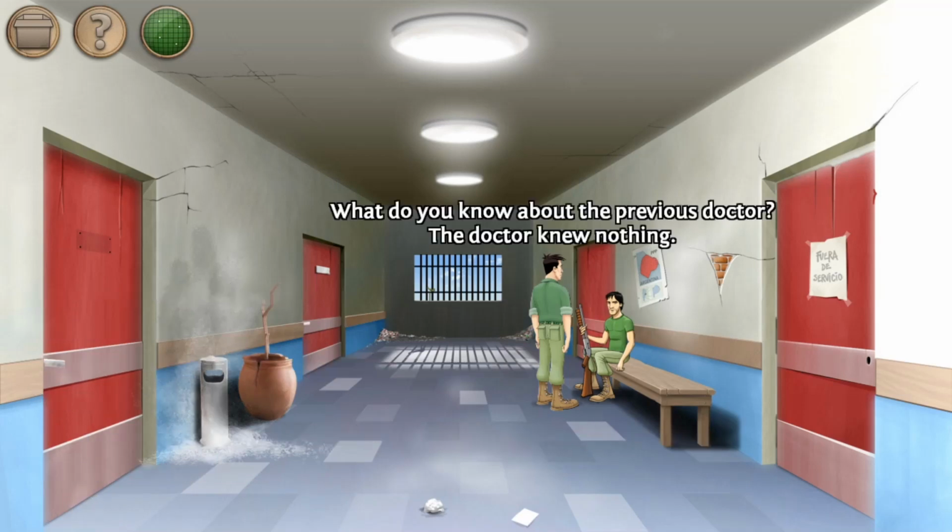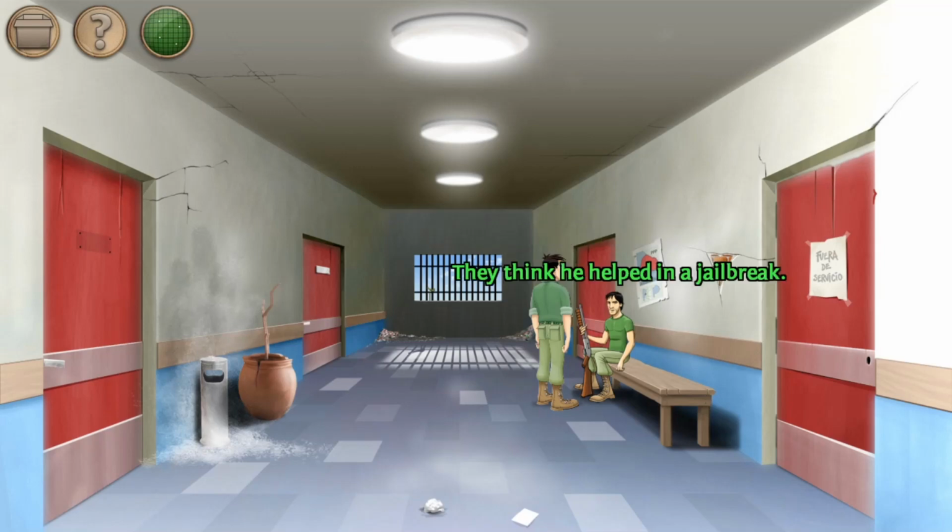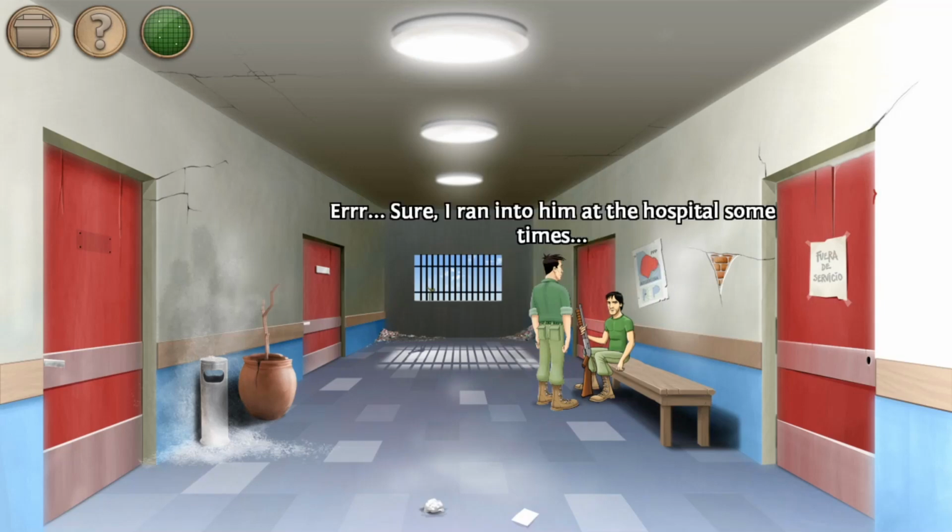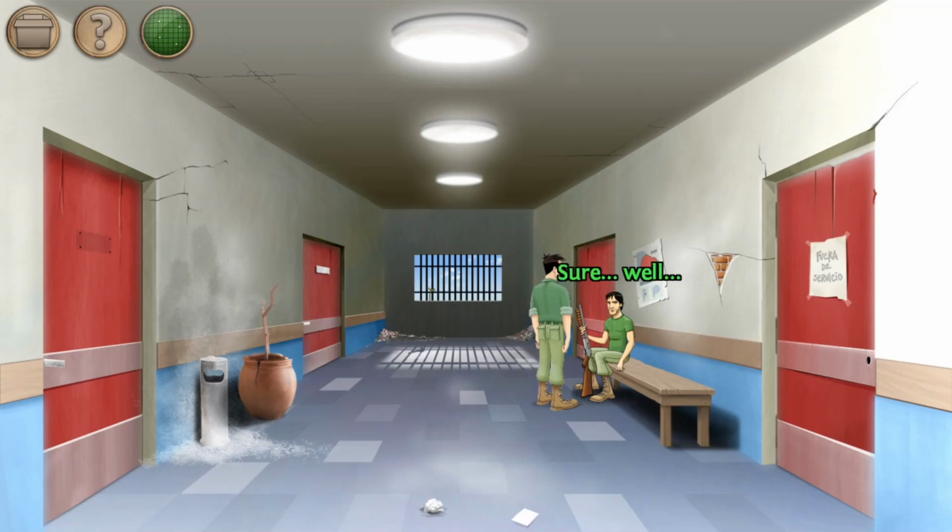What do you know about the previous doctor? The doctor knew nothing. They think he helped in a jailbreak. He's locked up. I can't believe it. Did you know him? Sure. I ran into him at the hospital sometimes. Like everyone else, huh? Sure. Well, I also know him like that. He's the doctor's father. She's very sad. I don't like to see her like that. So, bye. See you. We've got a hint that the doctor's father is in jail.